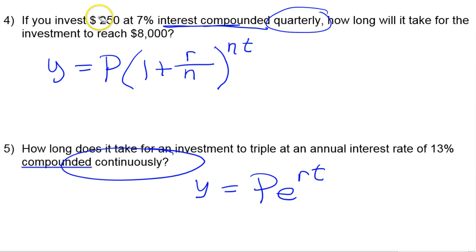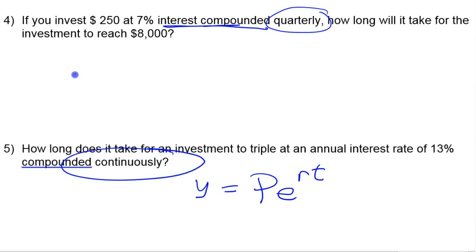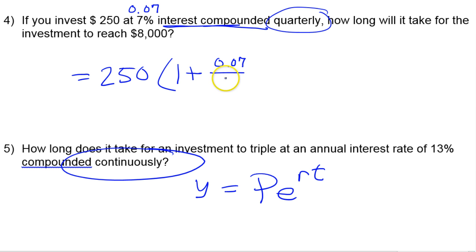All right, so let's substitute what we know into this equation and see what we have. So we invest $250. Where is that going to go in the equation? Right side. That's the P. So I got $250, and then I had 1 plus. Now I need the rate. That's 7%, which is 0.07 as a decimal. Down here was that n. Quarterly. What's n when it's quarterly? 4. n is 4 when it's quarterly, so I'll put a 4 here.